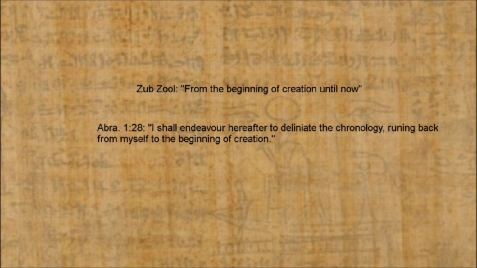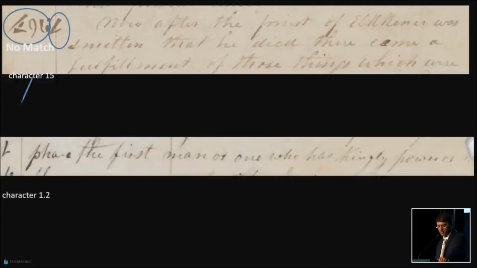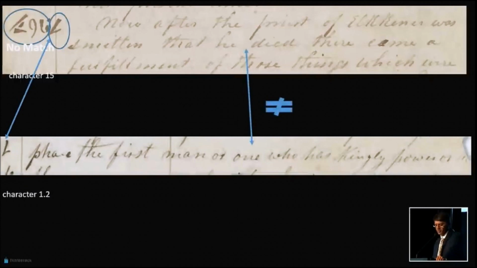While this originally had reference to Ketumen, in the Book of Abraham it apparently dealt with the part of the passage in Abraham 1:28, where Abraham says, "I shall endeavor hereafter to delineate the chronology, running back from myself to the beginning of creation." And we get that again and again, whenever we get these partial matches. At this point, Muhlestein starts comparing random characters that have no context and ultimately produce no usable evidence.